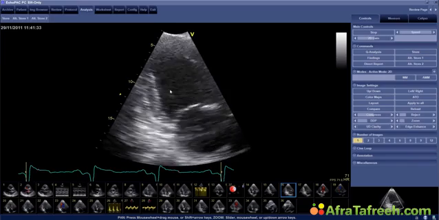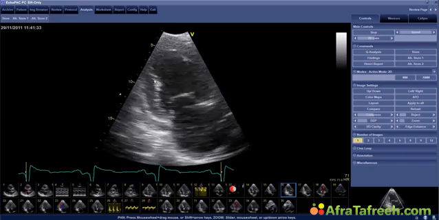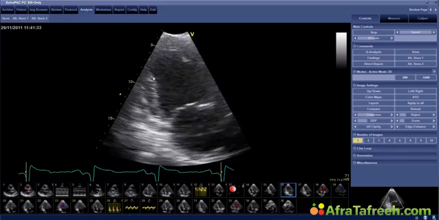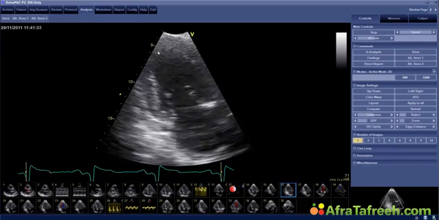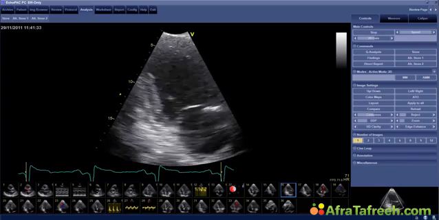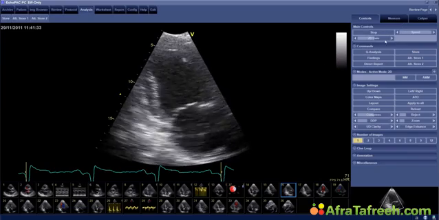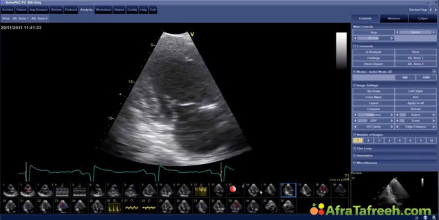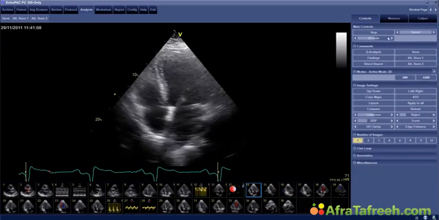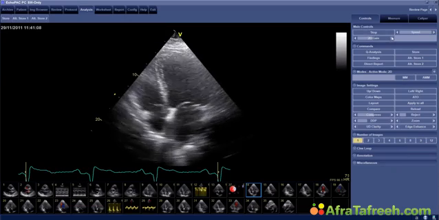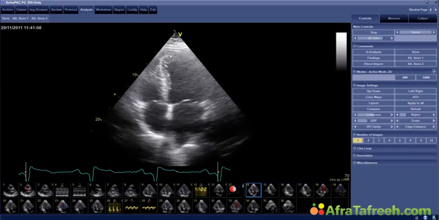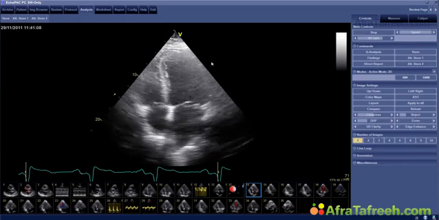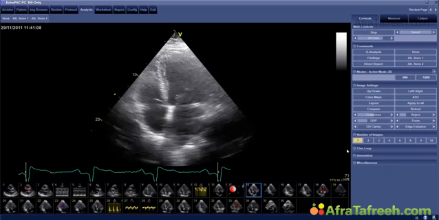But let me go back to what I just said previously. First, I thought that the inferior wall right here has a problem. But then, looking closely, I saw that there's also a hinge point here, which means that this part of the myocardium seems to have a contraction abnormality. And if you look at the apical 4-chamber view, again, the distal septum and the anterior wall seems to have some form of myocardial dysfunction.